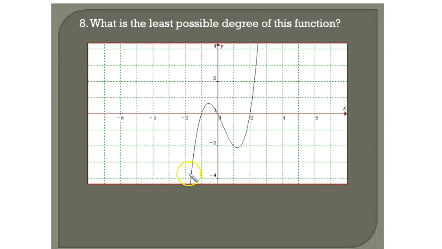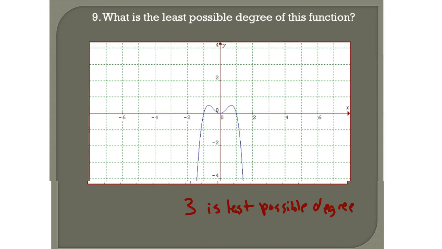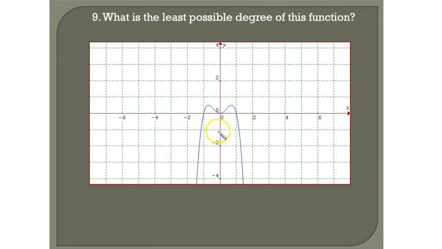So what is the least possible degree of the function listed here? Well, we have 2 turns. And with those 2 turns, we add 1. 2 plus 1 is 3. So the least possible degree is going to be 3. All right, another example. Here we have 1, 2, 3 changes of direction, 3 extrema. Remember, you add 1. 3 plus 1 is 4. So 4 is the least possible degree. That's pretty simple, isn't it?